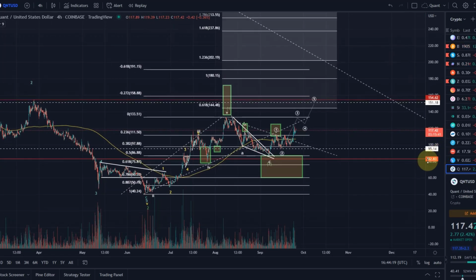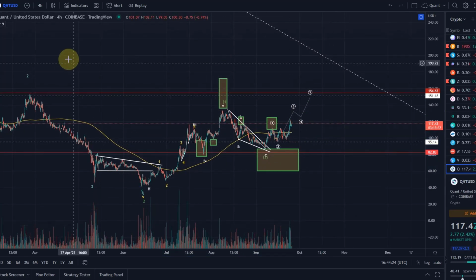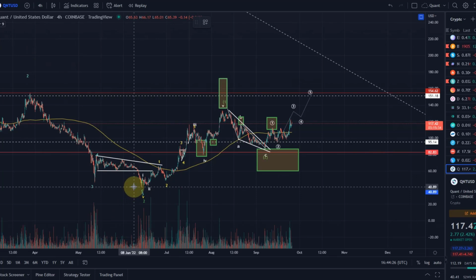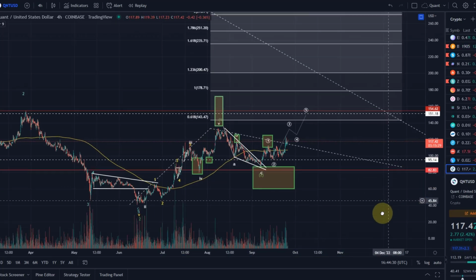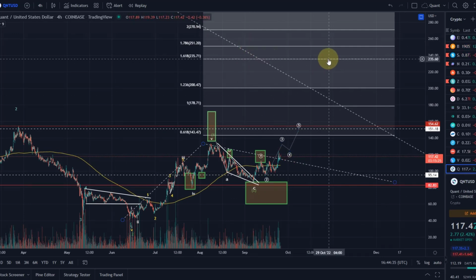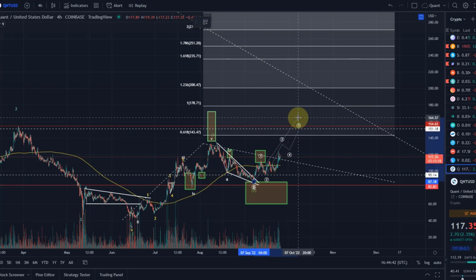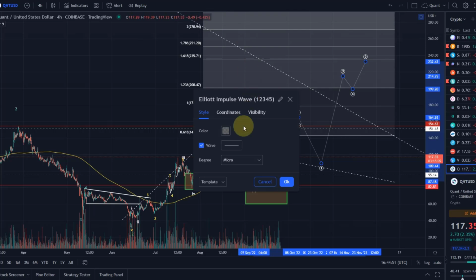A target for that larger wave 3, we can measure that as well. That is based on that wave 1 high down to the 2, which is $86. The overall target for that third wave would be $235, pretty much the 1.618 extension. Just to clarify, what we're seeing here would only be the first wave of that third wave. There will be a wave 2, there will be a wave 3, 4, and 5. So again, changing the wave degrees.